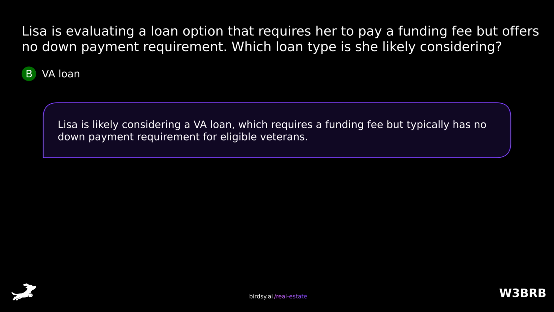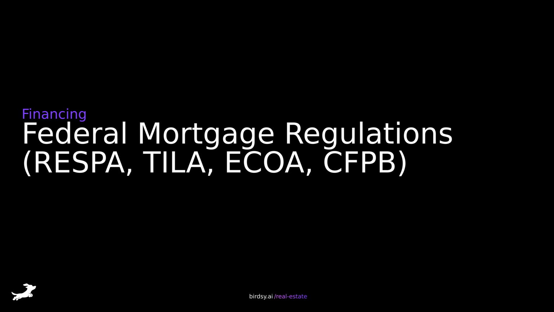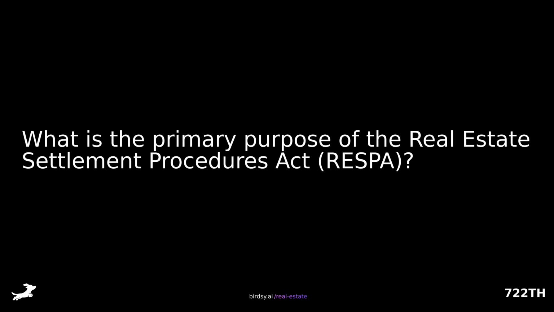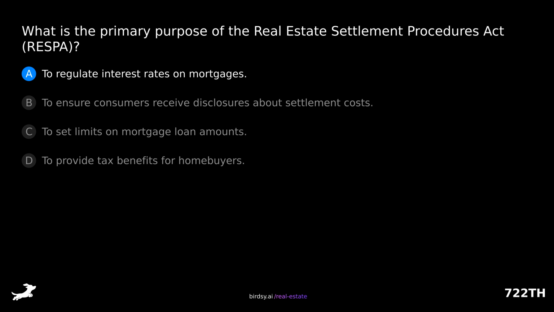Federal Mortgage Regulations: RESPA, TILA, ECOA, CFPB. What is the primary purpose of the Real Estate Settlement Procedures Act? Is it A, to regulate interest rates on mortgages, B, to ensure consumers receive disclosures about settlement costs, C, to set limits on mortgage loan amounts, or D, to provide tax benefits for homebuyers? The answer is B, to ensure consumers receive disclosures about settlement costs.